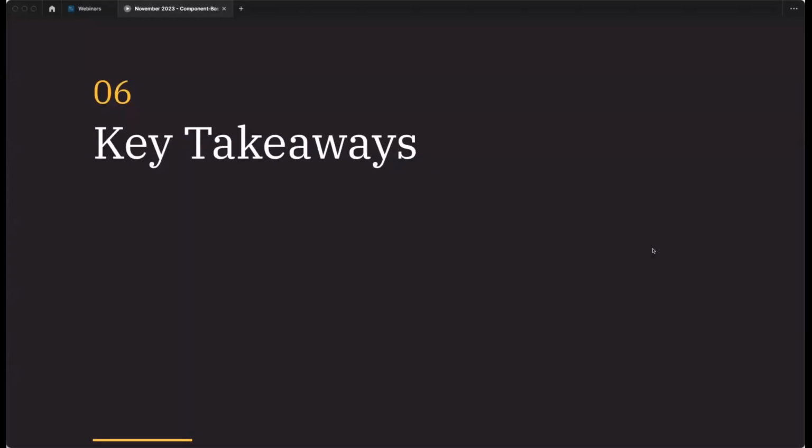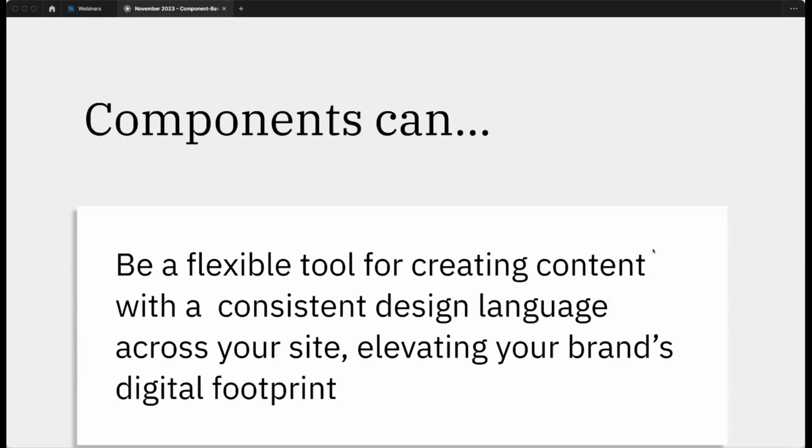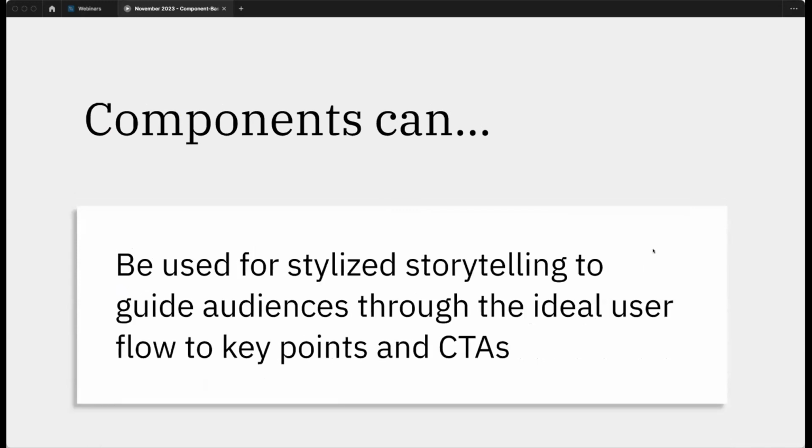So in general, just to summarize what we just looked at and some of the key takeaways that I would recommend building on. Components can really be a flexible tool for creating content with a consistent design language across your site. This can really elevate your brand's digital footprint, create that consistency that drives brand recognition. They can be used for stylized storytelling to guide users through the ideal user flow to key points and CTAs. So creating those featured links, those different types of really visually compelling components that guide users to where we want them to arrive on the site, regardless of where they start from.